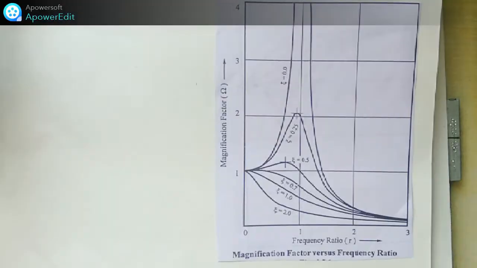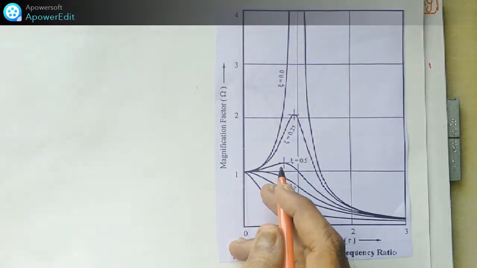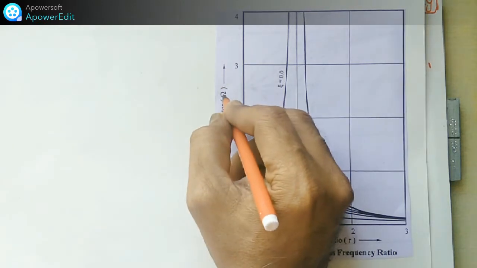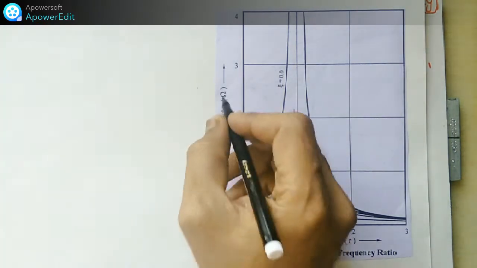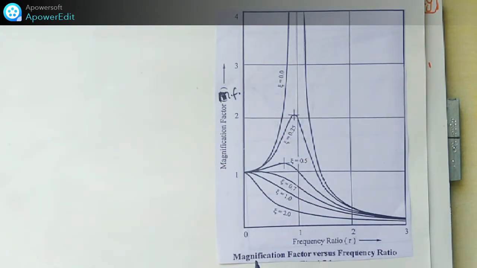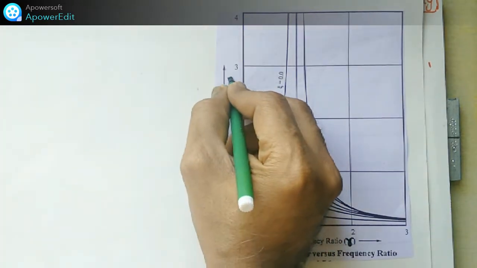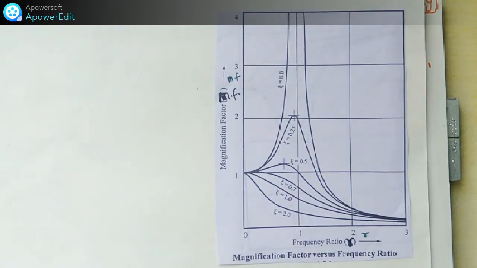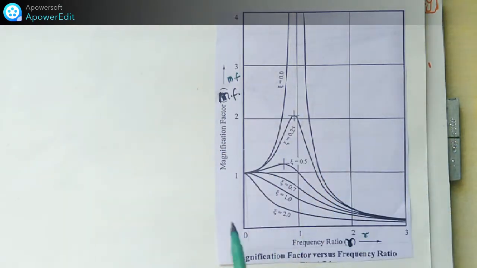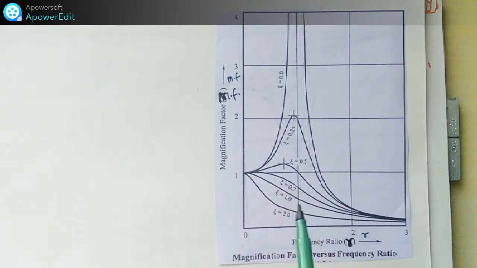The frequency response curve is drawn with the magnification factor on the y-axis, and the frequency ratio r on the x-axis. We show the magnification factor F by this green color, and this one is r, the frequency ratio. The curves start at one point, at 1.